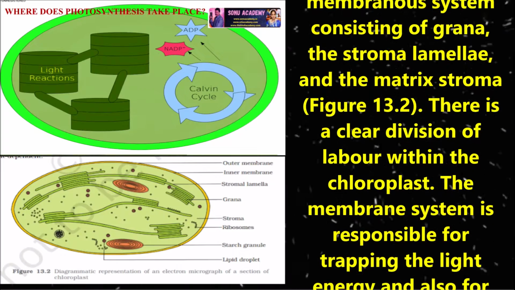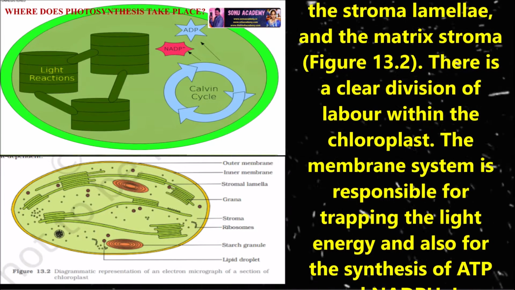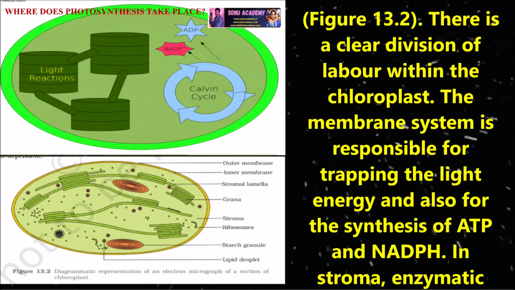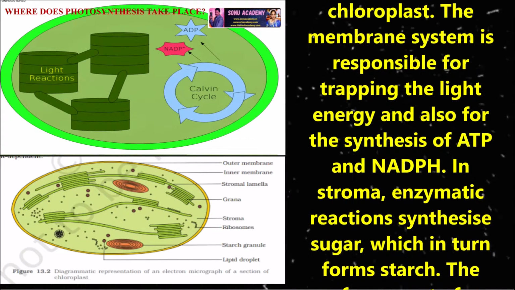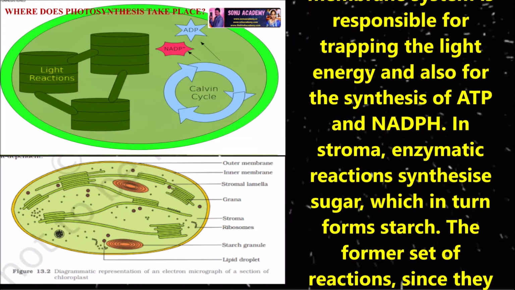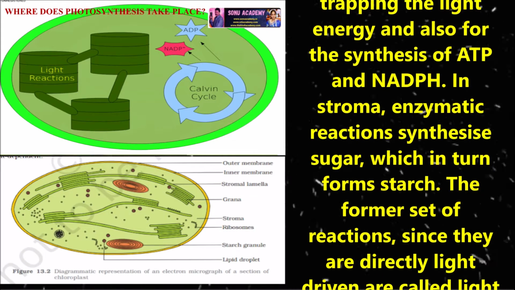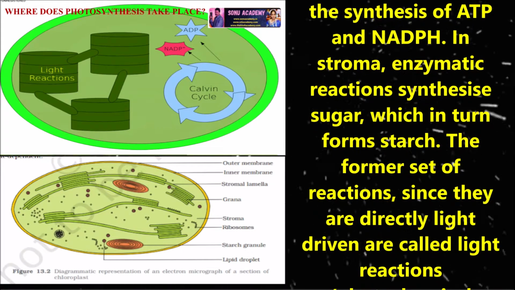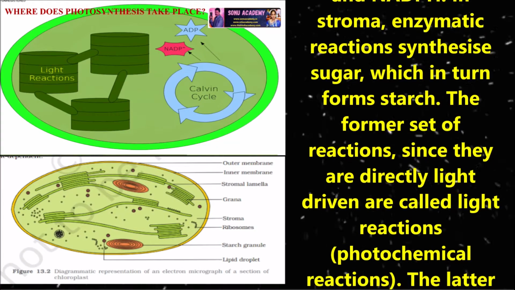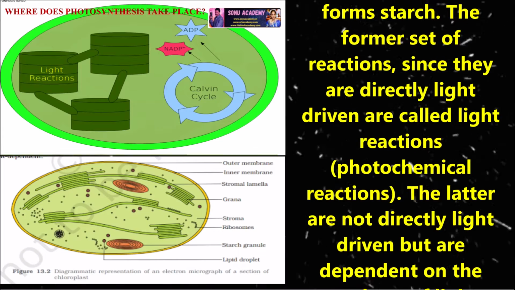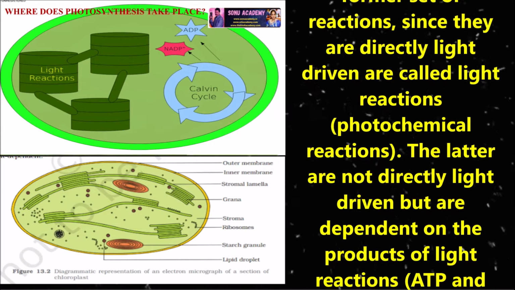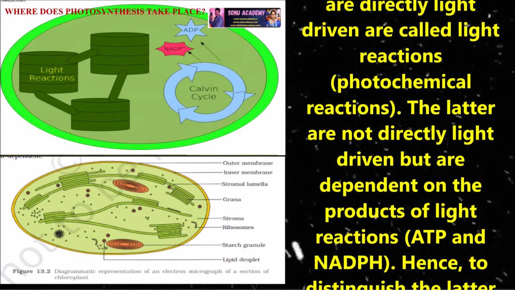Within the chloroplast, there is a membranous system consisting of grana, the stroma lamellae, and the matrix stroma. There is a clear division of labor within the chloroplast. The membrane system is responsible for trapping the light energy and also for the synthesis of ATP and NADPH. In stroma, enzymatic reactions synthesize sugar, which in turn forms starch.